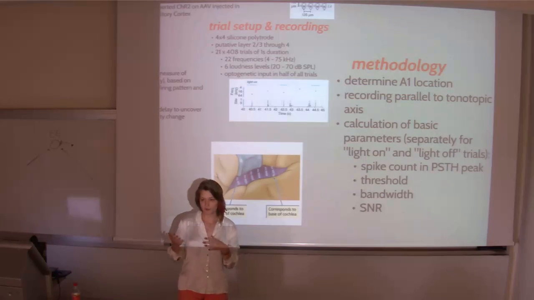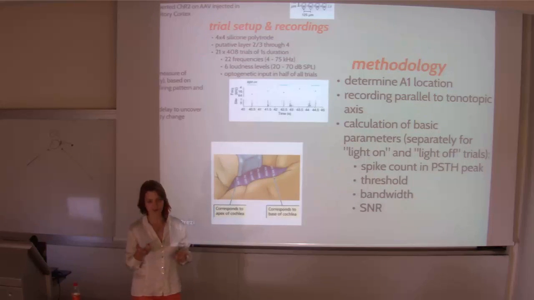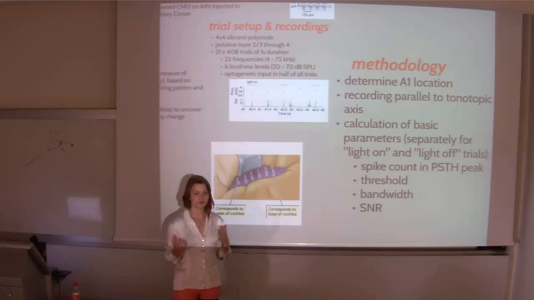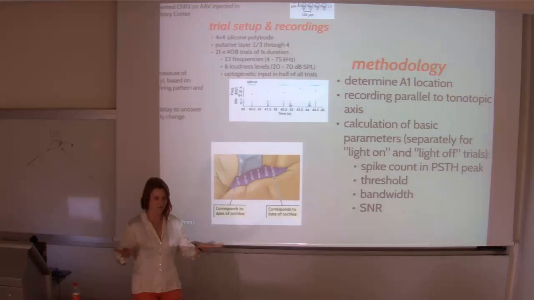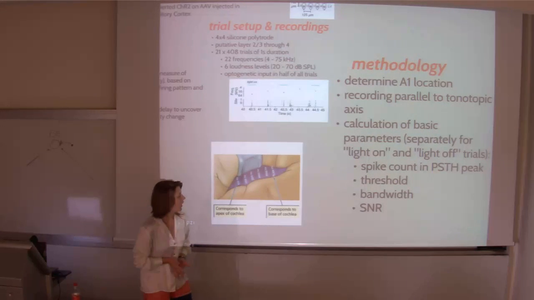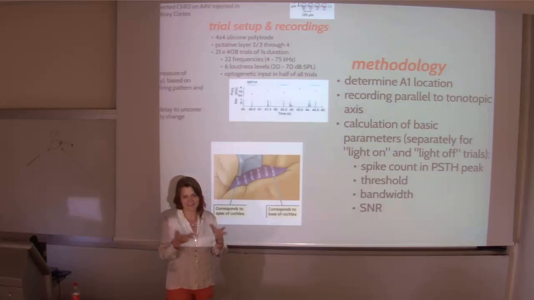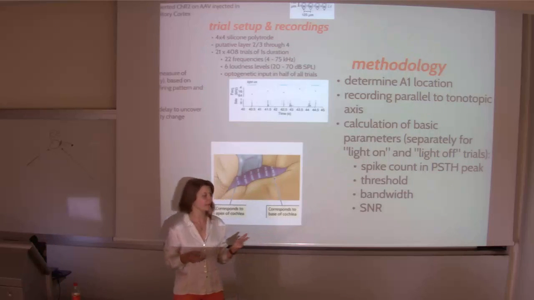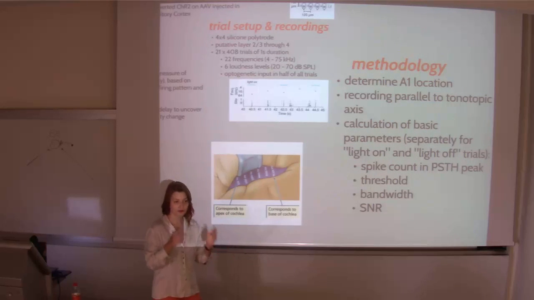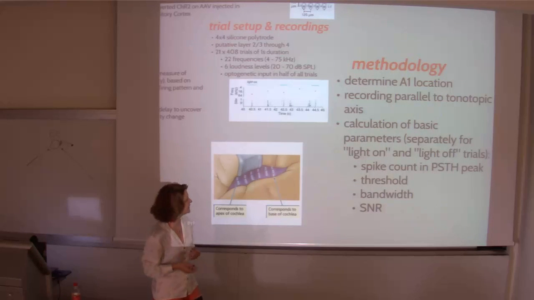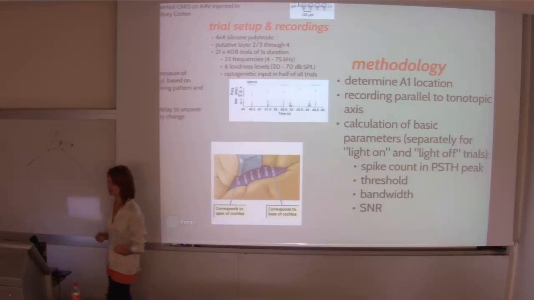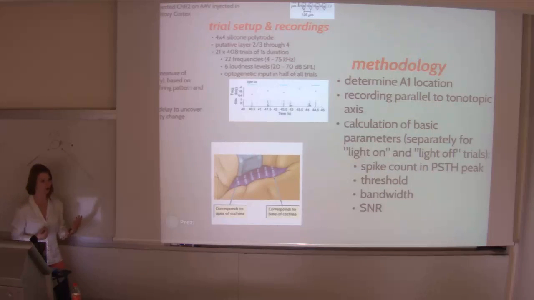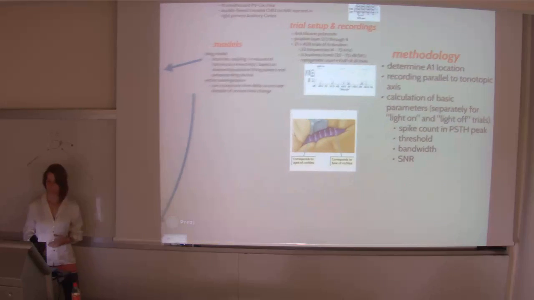Alright, so then we make our recordings in 16 sites. Only 14 of them actually worked properly. And we calculate a few basic parameters, and these are separately calculated for light on and for light off trials, and also analyzed separately, and then we can compare them later. But these are just really the basic things that we all have seen before. The spike count, the PSTHs, all that sort of stuff. So the threshold for each of the sites and the bandwidth of activation, and the signal to noise ratio, like how much does the stimulus actually determine the response.